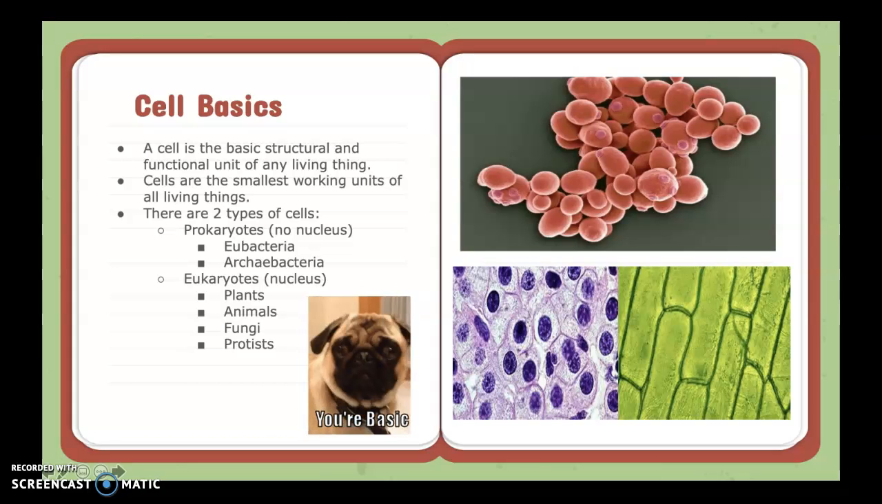Now, eukaryotes are probably the cells that you are more knowledgeable about. These are the cells that do have a nucleus, and they do have specialized organelles. They have the Golgi bodies, they have chloroplasts, they have lysosomes and ribosomes and other things. And the kingdoms that eukaryotes encompass would be plants, animals, fungi, and protists.